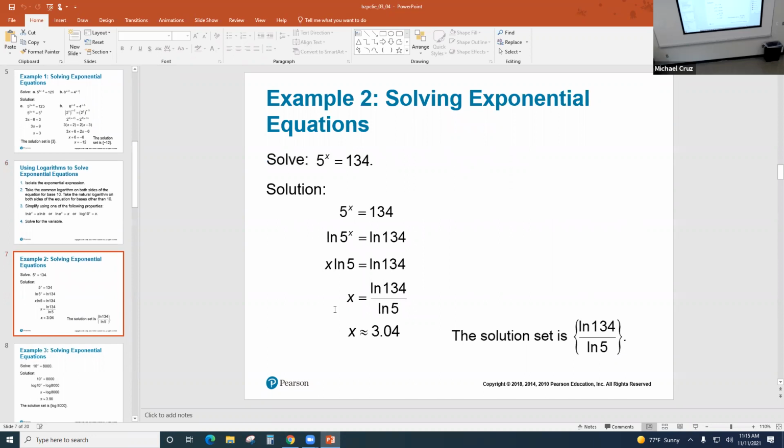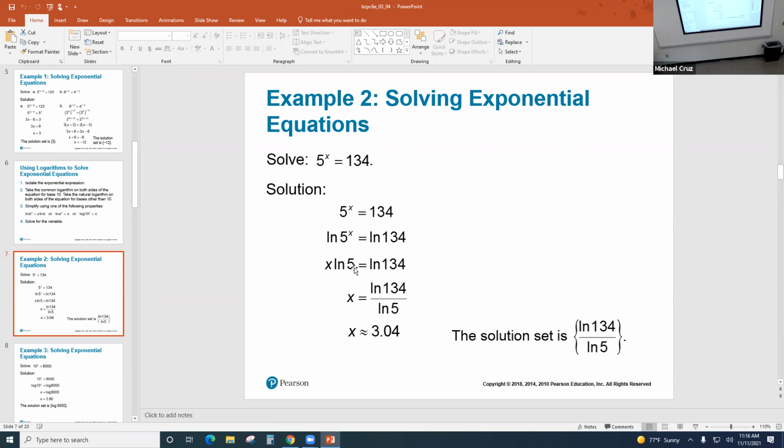There's no way we could write this with the same base, because 135 is not a power of 5, and 5 is a prime number. So we can't write that any differently on the right. This is where we need to proceed. We're going to take the ln, the natural log, of both sides. And then remember, we use the power rule to bring that x out in front. And so x times ln 5 is equal to ln of 134.